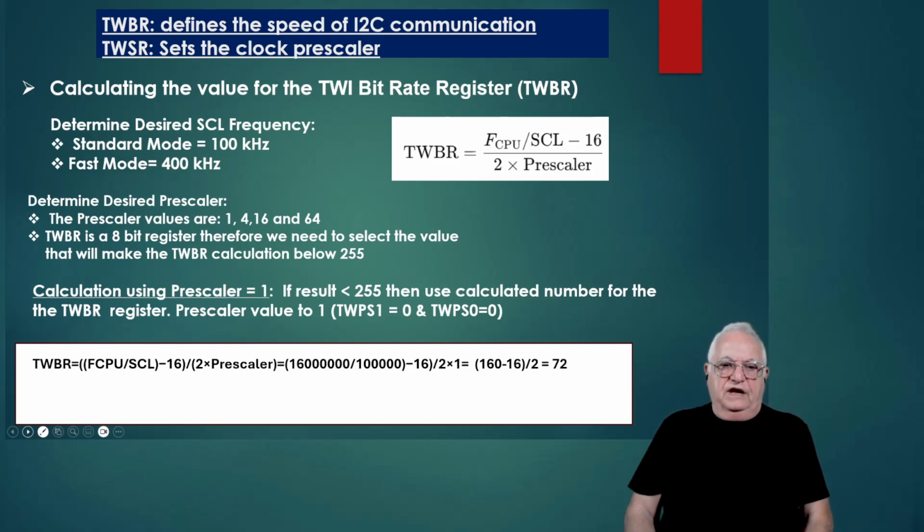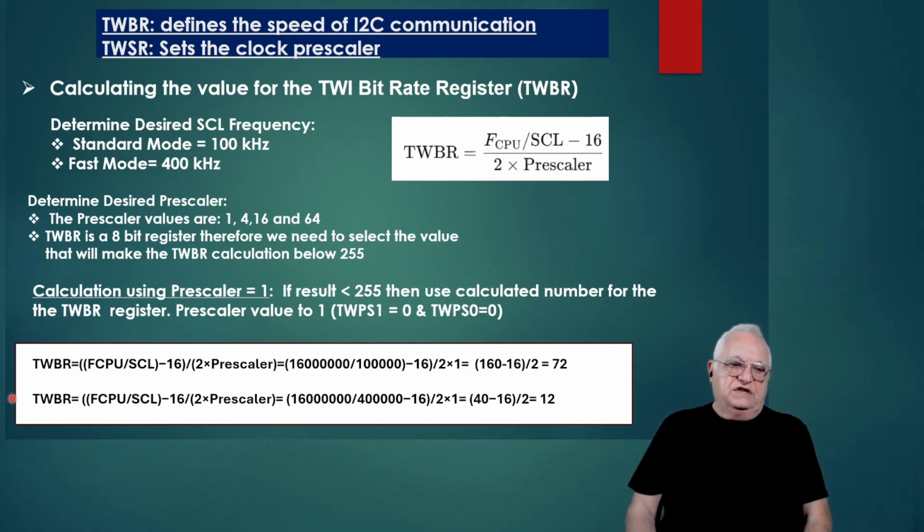So let's go ahead and do the calculation. For a 100 kilohertz frequency, we have 16 megahertz divided by 100 kilohertz minus 16, everything divided by 2 times 1, the prescaler is 1, and we get a value of 72. So in this case, if we want to use 100 kilohertz, then no problem, we just use prescaler 1.